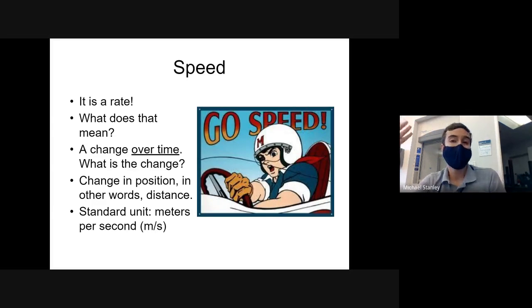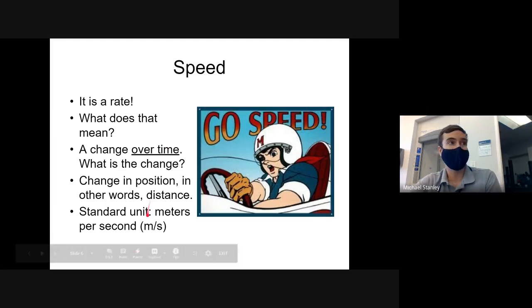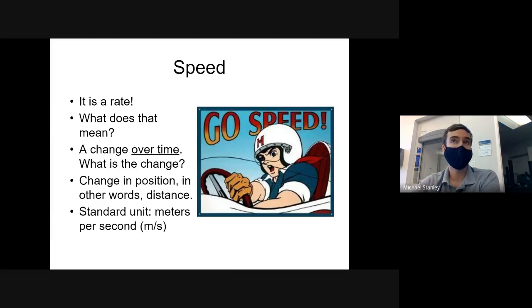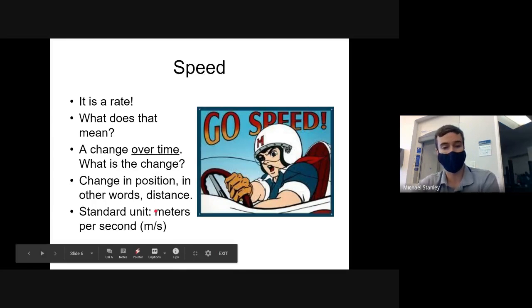So in your car, you might be used to things like miles per hour. So distance over time, miles over hour. In physics and in science, we use things like meters per second or kilometers per hour. So same general idea, just different units. So if you ever see M-S or M per S, that means meters per second.